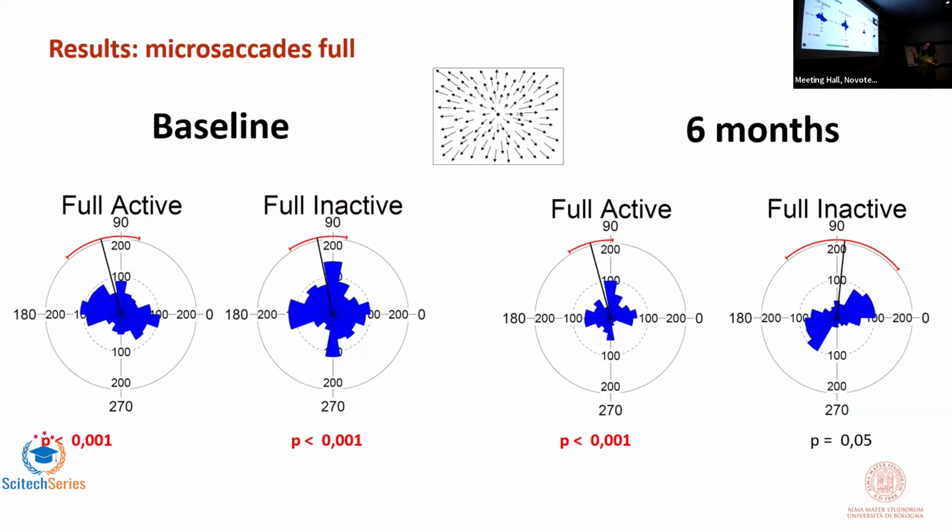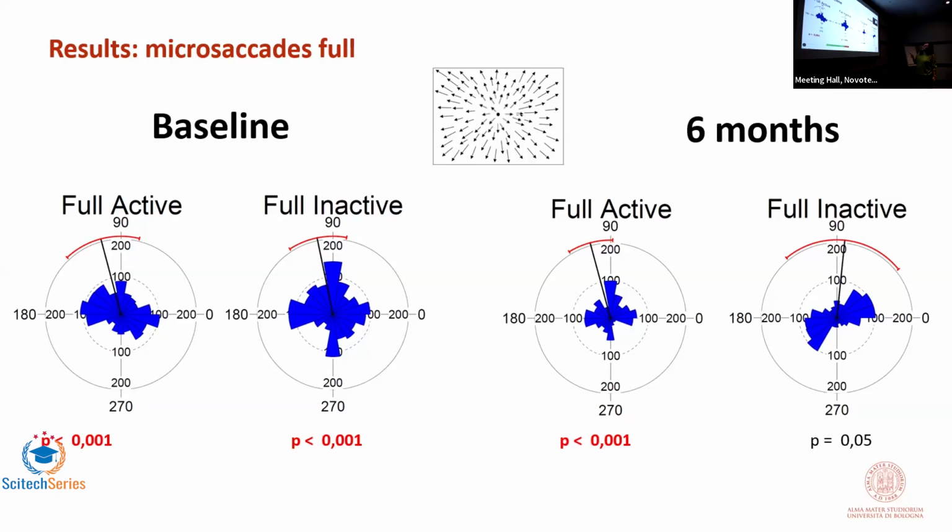Okay, so I always put the stimulus here, so it's easy to follow the data discussion. So you see data at baseline here on the left, and after 6 months on the right, for both active and inactive groups. So again, active are diabetic people who follow the exercise program, and inactive are those with sedentary behavior.